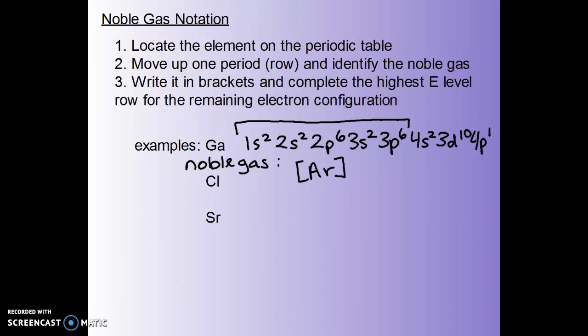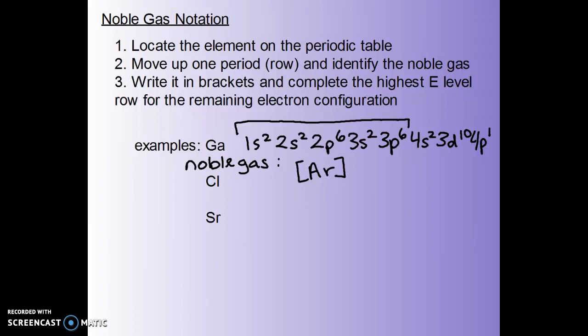But we were trying to find the noble gas notation for gallium, and we had just talked about how you need to find the noble gas on the row above where your element is located. The noble gases are all in the far right column, and argon is the noble gas on the third row. So that will take the place of the electron configuration all the way from the 1s up through the 3p6, because that is the whole third energy level.